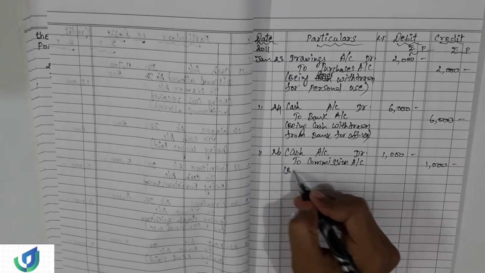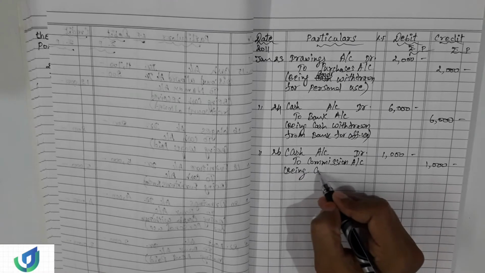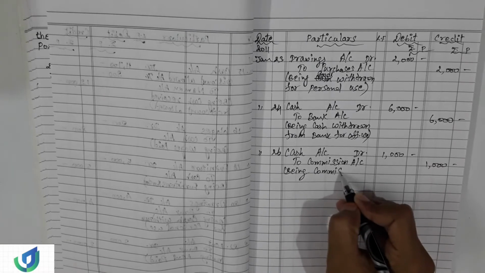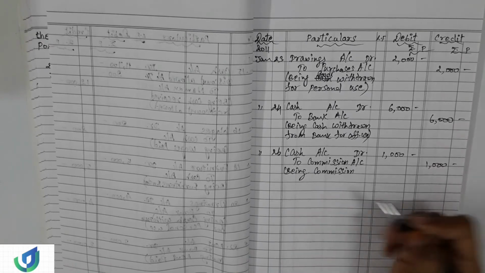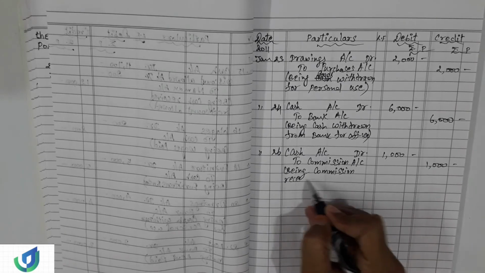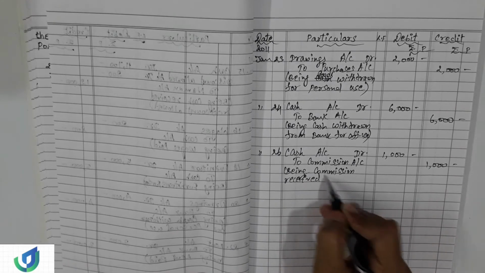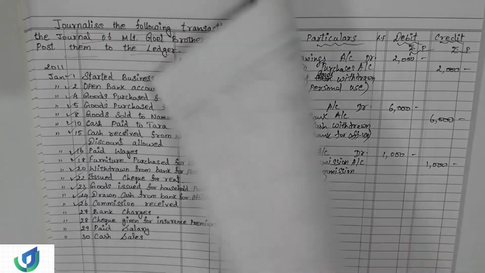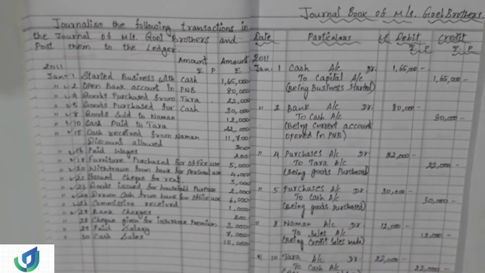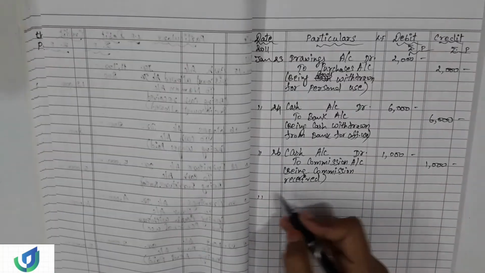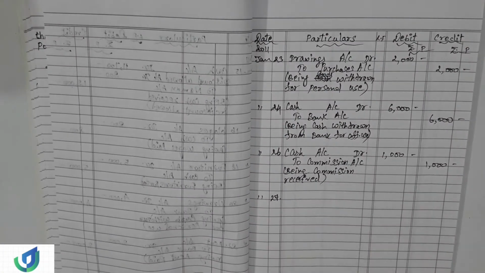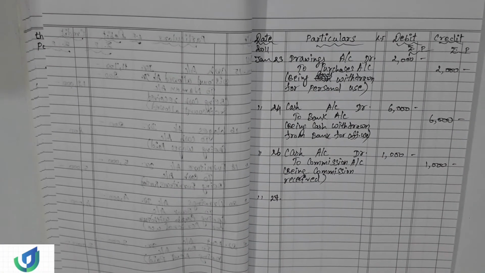Being commission received. Fine. And the next transaction, 27th, bank charges 200. Sometimes the bank will be deducting some amount for its service, what it has done for us, right? So that is an expense for the company, so it should be debited.